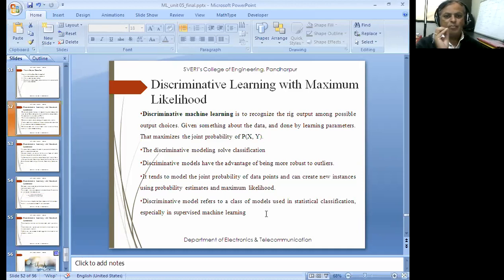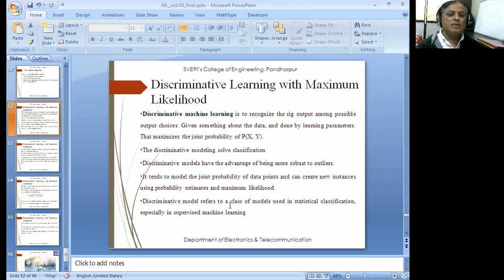Best choices में से एक perfect choice निकालना, given something about the data and done by learning parameters that maximize the joint probability. So this discriminative machine learning is actually based on maximizing the joint probability, that is P of X, Y.